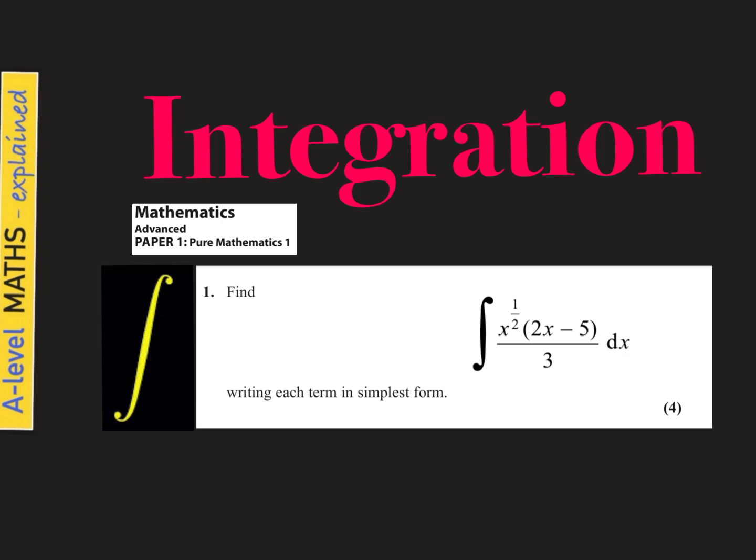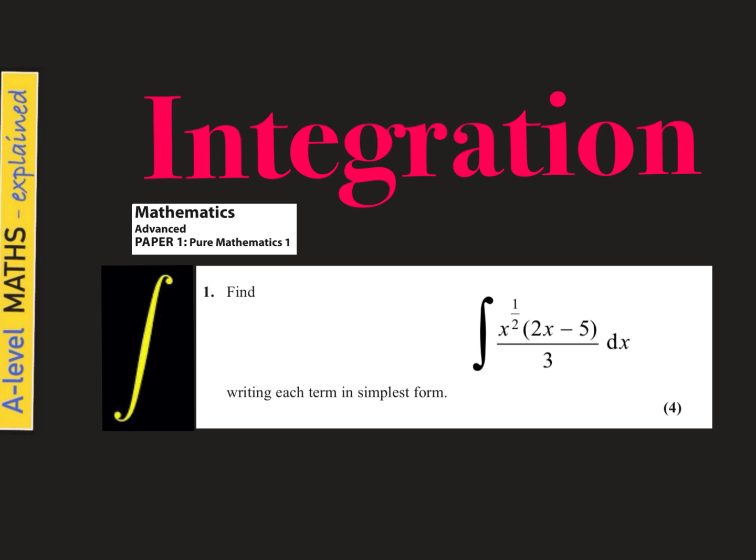That's what dx means. When you look at this function, you might be tempted to see that there are two functions here, x to the power of a half and another one, 2x minus 5 in the brackets. When we have two functions, we are often directed to do the integration by parts. But in this case, I would like to say don't.